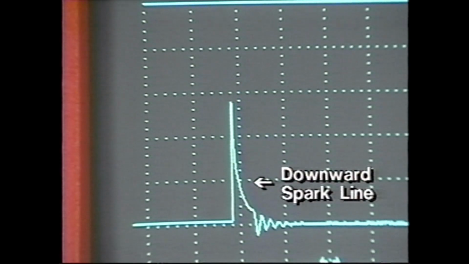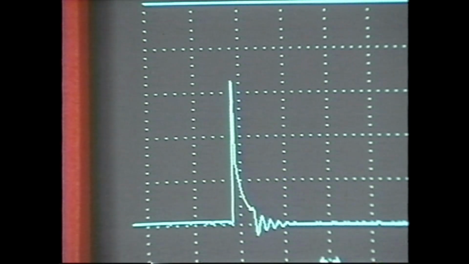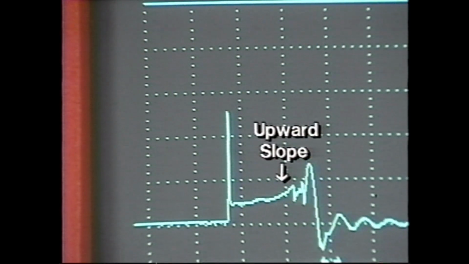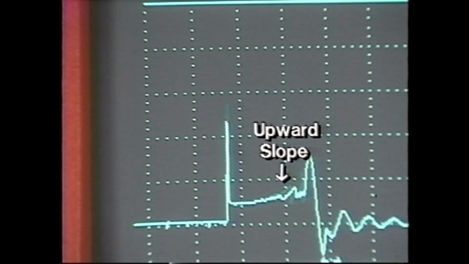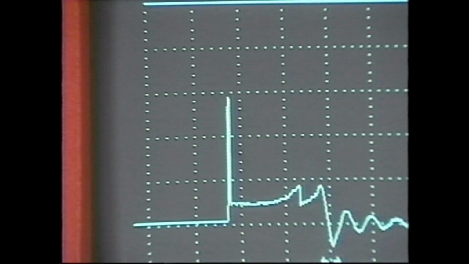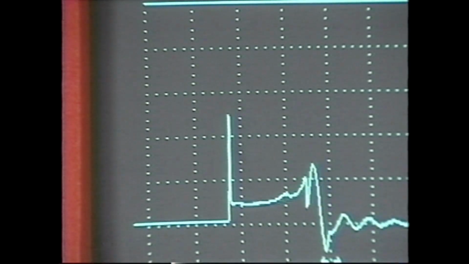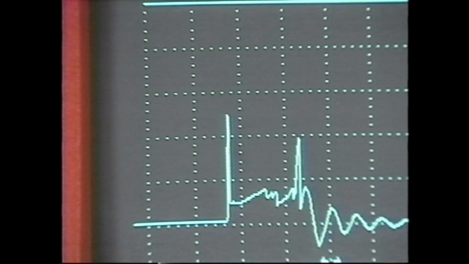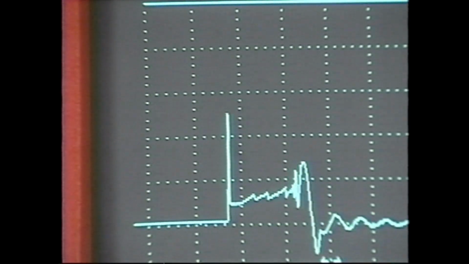A downward spark line slope is typical of excessive electrical resistance. This may be caused by high resistance in spark plug wires or connections. An upward slope is telling you that it's becoming increasingly difficult to maintain the spark. This can be caused by a fuel mixture problem or an air leak, which is creating turbulence. A steep upward slope suggests a serious mechanical problem.